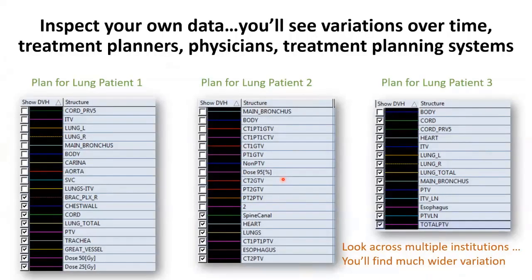Inspect your own data, you will see variation over time. Treatment planners, physicians, treatment planning systems: if you have more than one treatment planning system, let's say you have Monaco and you have Eclipse, you have other planning systems, you will see big variation between these systems. I'm giving an example here for one lung case. You can see patient number one, patient number two, and patient number three, and you see variation in the naming of the structures. So this is within one institution, there's this variation. What if we expand this and make it multi-institution? You will see huge variation at that point.